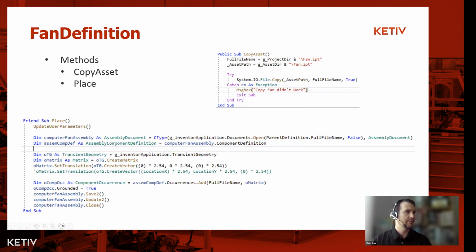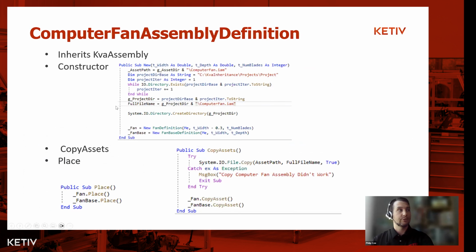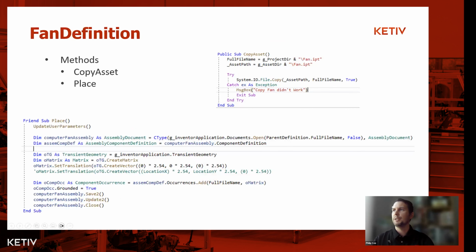And then after that, we're going to get the parent definition. That's using that from KVA model to get the computer fan assembly, the comp def, and then we're going to place this thing in the middle, and ground it, and save and update. Pretty simple. Okay, so let's look at that actually in Visual Studio.